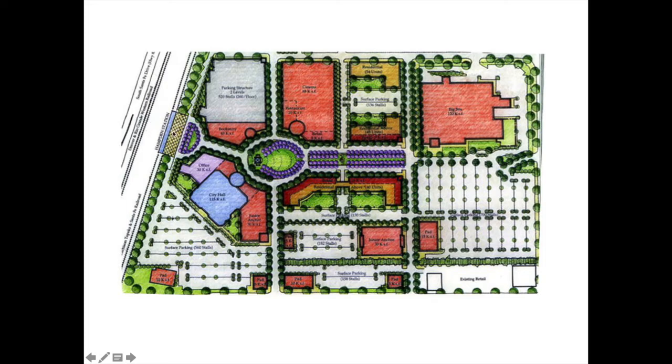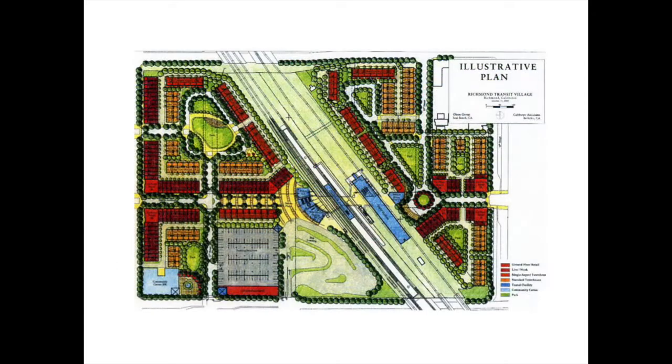This is a transit node somewhere in California, done by Calthorpe Associates. Retail on the ground floor and apartments above. So using the different land use colors to communicate intention for this transit node somewhere in Central Valley, California.